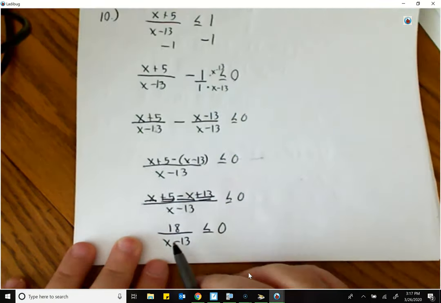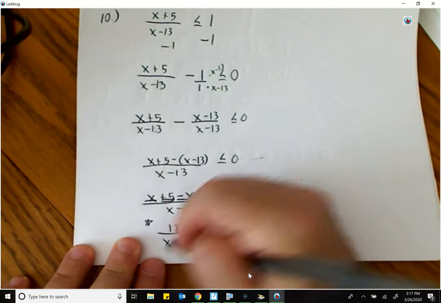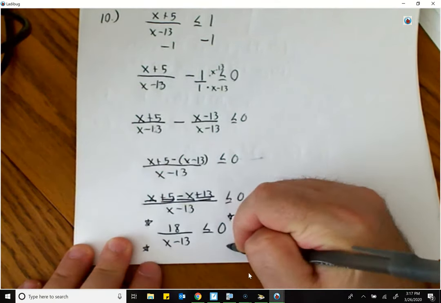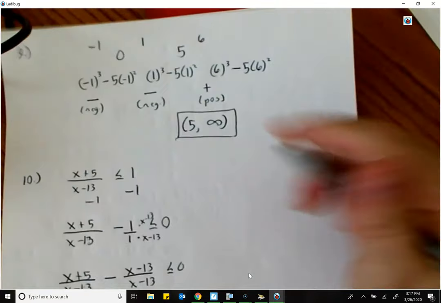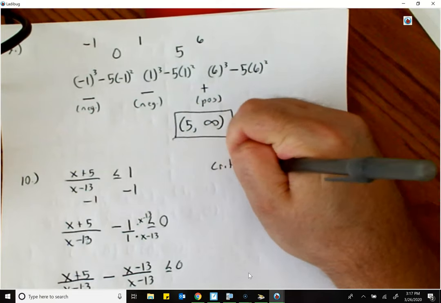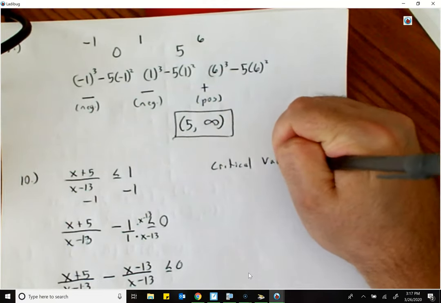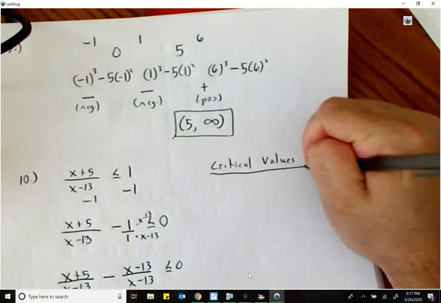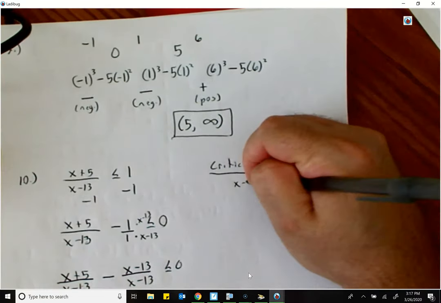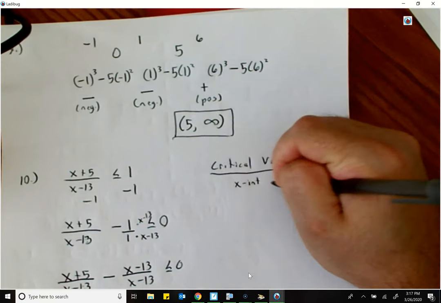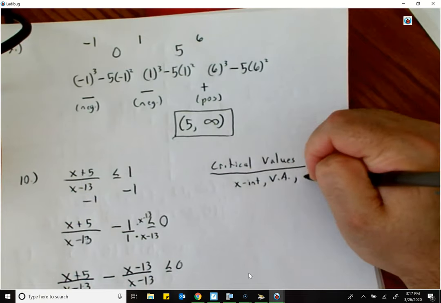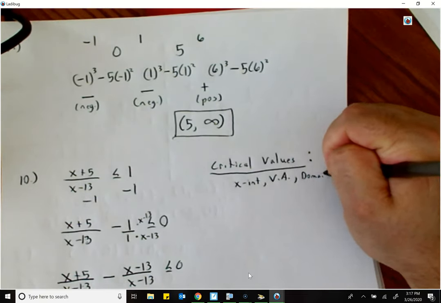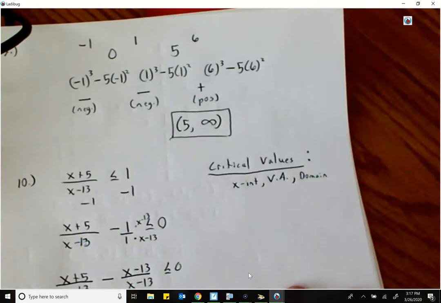This is the real rational we're working with, and from here on out, this is what we're going to handle. Do not go back to the original. So now we need to find those critical values. The critical values for this are all about x-intercepts, vertical asymptotes, and domain values that are excluded.